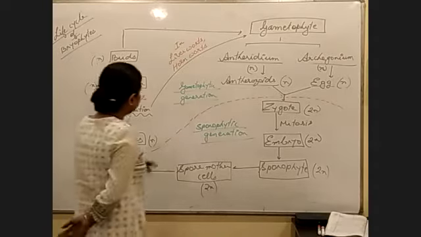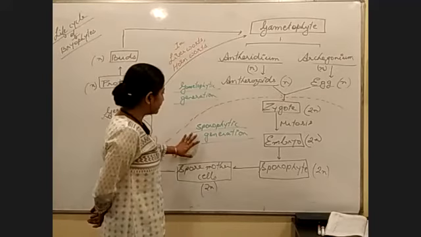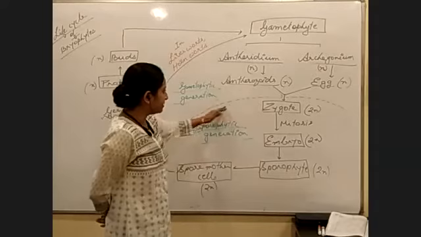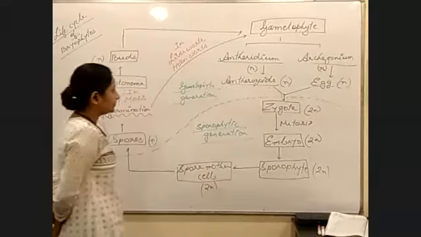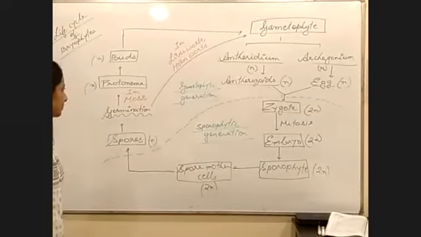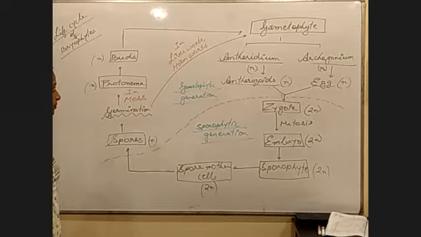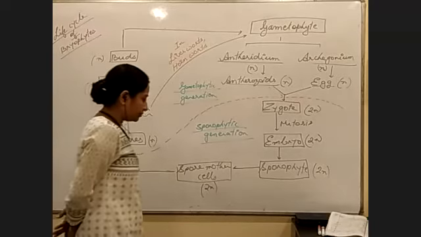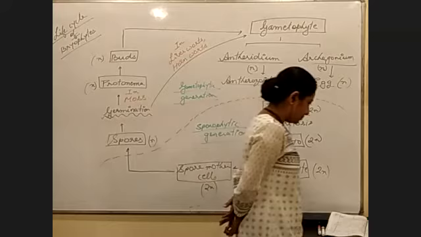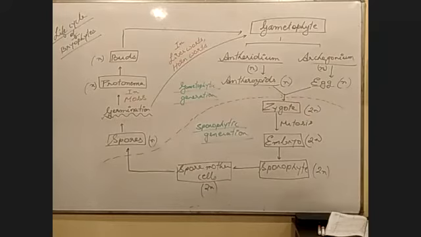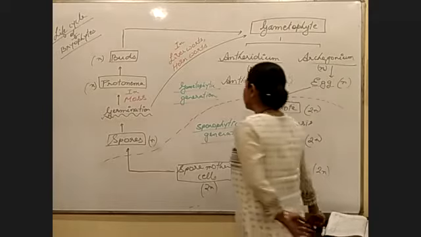Please see the marking, okay? One generation, gametophytic, one generation, sporophytic. Put the marking this way. Is it done? Yes, ma'am. Okay. So let's go for the explanation now.